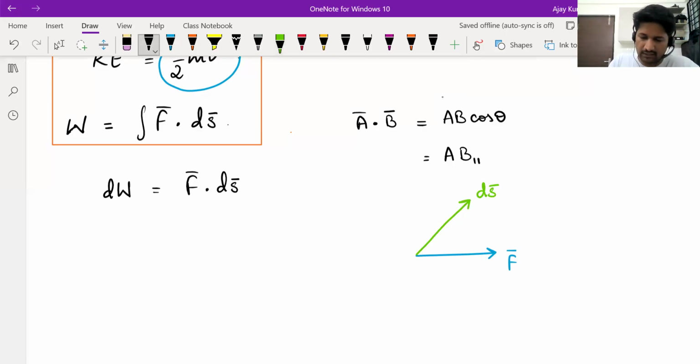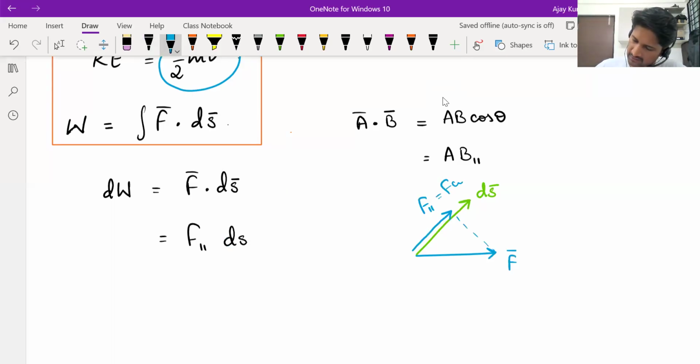When you evaluate F dot ds, basically what you will be doing is multiplying the tangential force component, F parallel, the component of force in the direction of small displacement, with the magnitude of displacement. If you do FDS cos theta, that is also what you get, because F parallel is nothing but F cos theta. So F parallel multiplied with ds is effectively FDS cos theta itself.